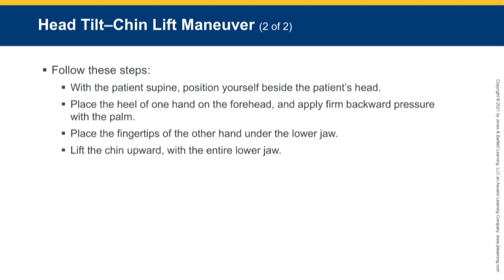Perform the head tilt, chin lift maneuver. First, position yourself beside the patient's head. Place the heel of one hand on the forehead and apply gentle backward pressure to tilt the head. At the same time, use the fingertips of your other hand to lift the chin upward. This motion extends the neck and opens the airway. Be careful not to press too hard on the soft tissues under the chin, as this could obstruct breathing instead of improving it.